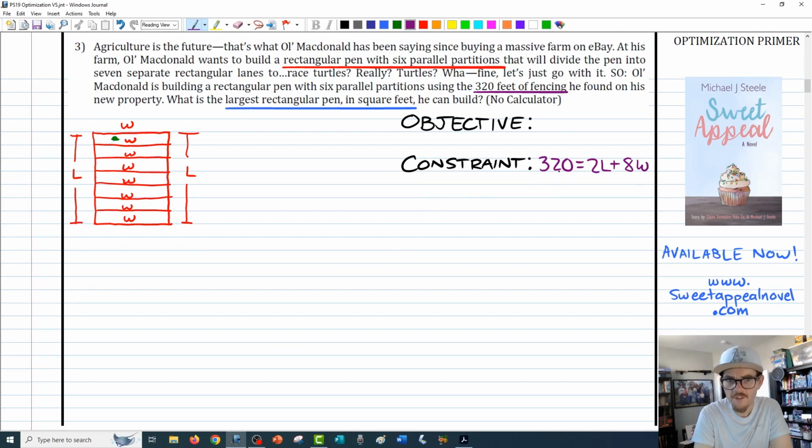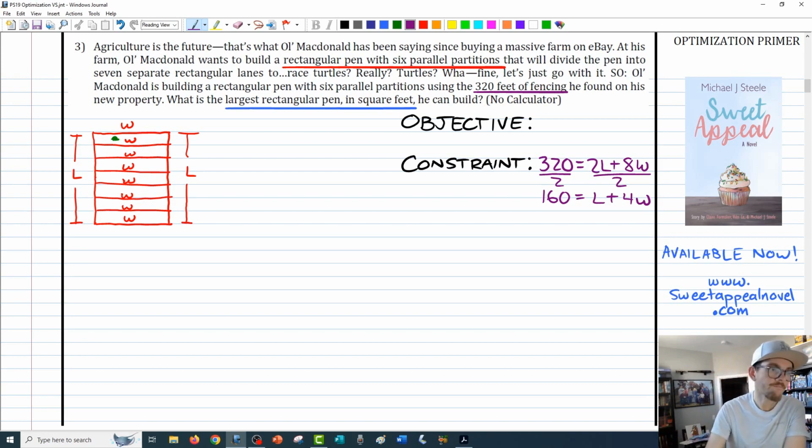Now you don't have to do this, you can keep it this way, but I noticed that all 3 of those terms are even or have even coefficients, so I'm going to go ahead and clean that up a little bit and make it 160 equals L plus 4W. My thinking is that's just going to make our computations a little bit easier. And anytime I can make that a little easier, since this is a no calculator problem, I should probably take advantage of that.